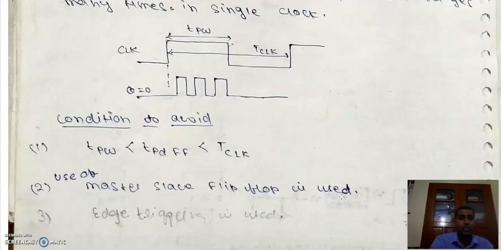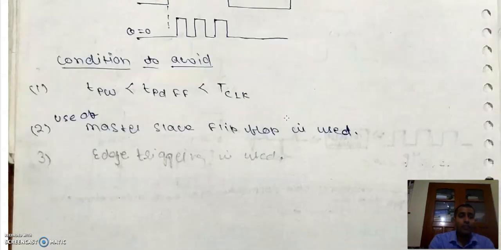During race around condition, the output will change many times in a single clock. You can see with the help of this diagram. If the clock is given and the pulse width is this one, then after this propagation delay, if Q is equal to the previous value 0 and the clock is applied, then for J equal to 1 and K equal to 1, it will toggle. So it will go from 0 to 1 after this much time. But if the clock is still applied, the output will again go from 1 to 0. So we can get the output as either 1 or 0. There is a race between 1 and 0. That is what is called the race around condition.